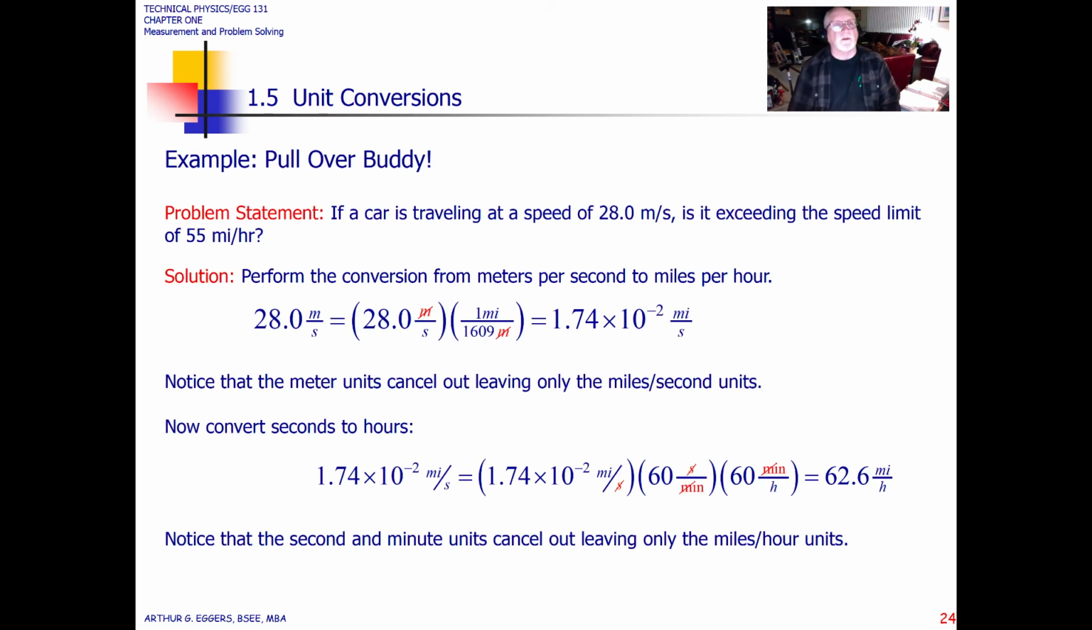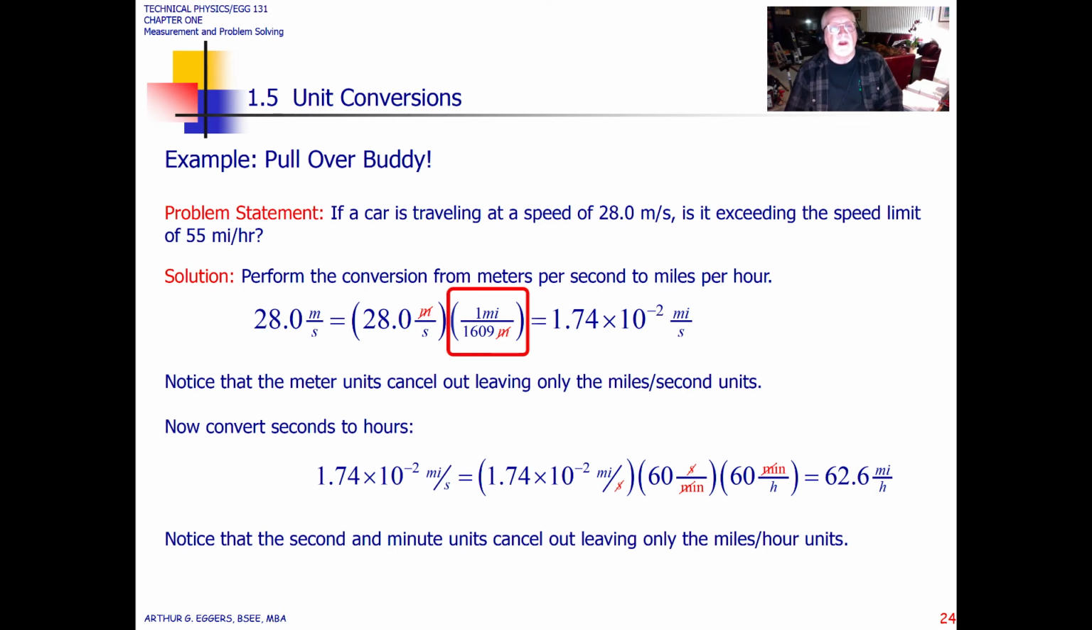So let's look at an example. The problem statement says, if a car is traveling at a speed of 28 meters per second, is it exceeding the speed limit of 55 miles per hour? The first thing we need to do is convert meters per second to miles per hour. So 28 meters per second, when I multiply through by 1 mile per 1,609 meters, again I set it up so that I have miles in the numerator and my conversions in the denominator. In this case, the meters cancel out.